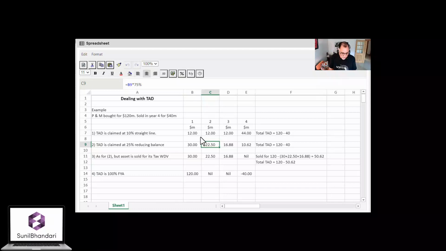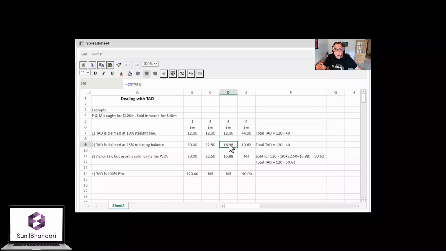You would then multiply that by 25%, and you get 2250. So I'll repeat that. You take 120 less the 30, which gives you 90. You multiply that by 25%, and you get 2250. And I've got that much faster. Much faster. Do I still own the asset in year 3? Yes, I do. So I claim 75% of last year's figure.